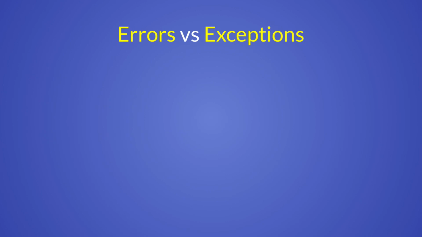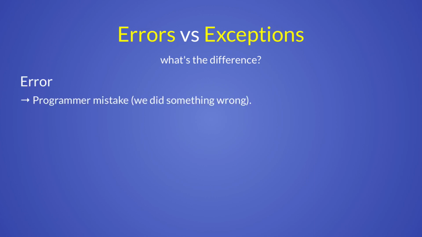When something goes wrong in our programs, we often say that an exception or an error has occurred. These two words are often used interchangeably, but they actually have different meanings and they apply to different cases. So before we do anything else, let me clarify what is the difference between exceptions and errors. An error is a programmer mistake telling us that we did something wrong, and it is our job to address it by fixing our code.